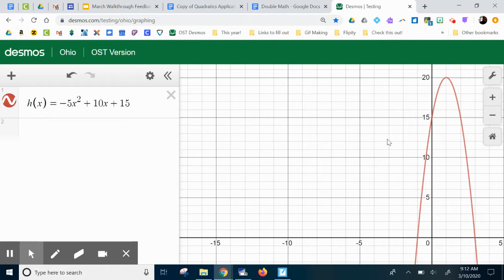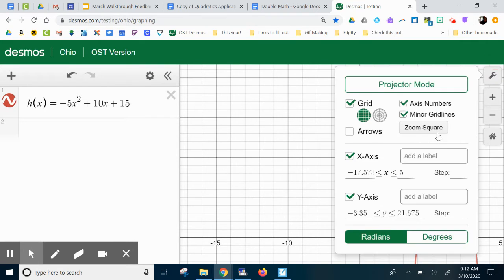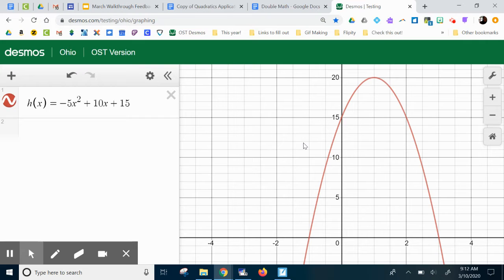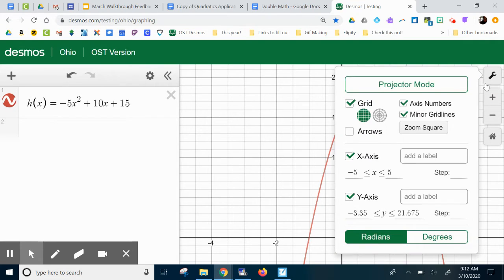Okay, we're going to do the same thing on this side. I don't need anything past negative 5 on this side. So I'm going to go ahead and cut it off at negative 5. Okay, so that looks like a pretty good picture. I'm going to put in my labels. So I said my x represents time in seconds, and my y represents height in yards.